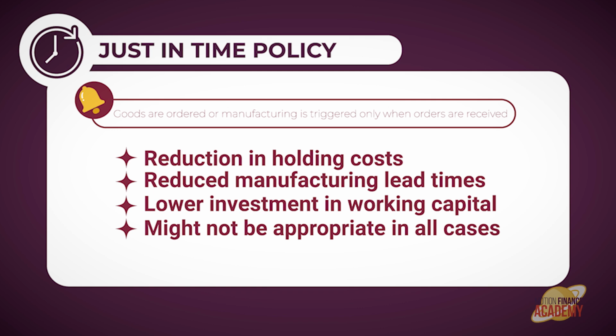However, just-in-time policy requires highly reliable suppliers, stable production schedules, and robust demand forecasting. So to wrap up, we've looked at the optimal reorder quantity with and without bulk discounts, the different levels of holding inventory during uncertainties in demand, the reorder level, the maximum level, and the minimum level of inventory.